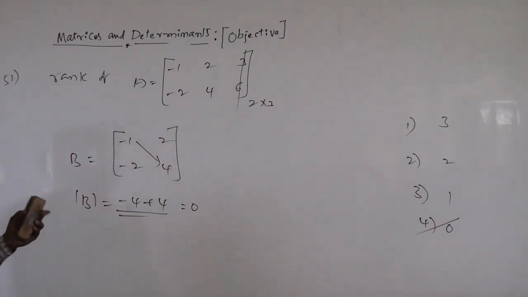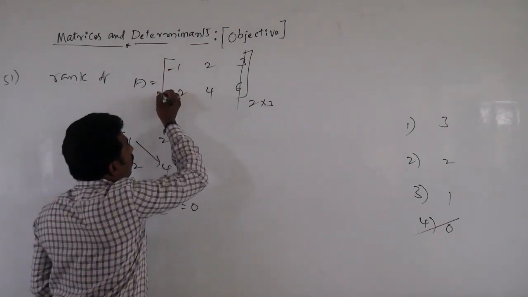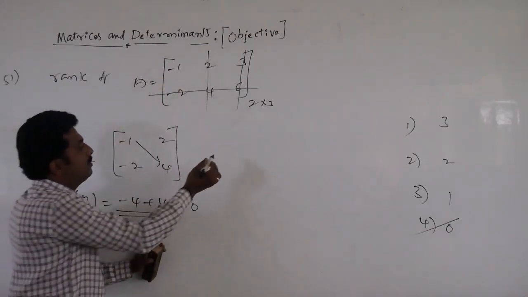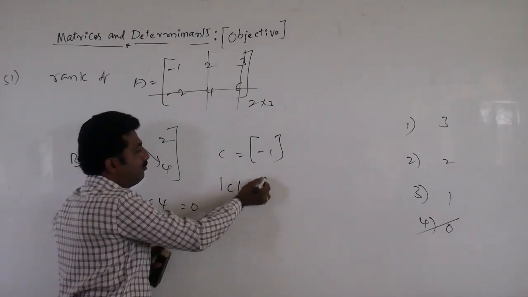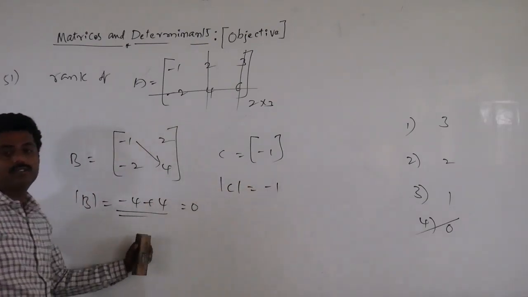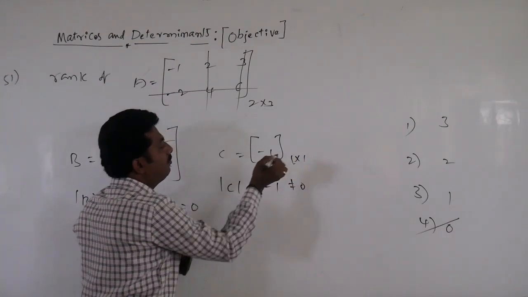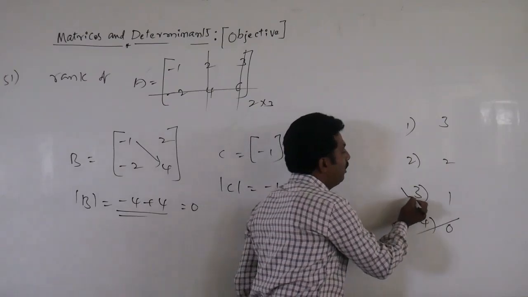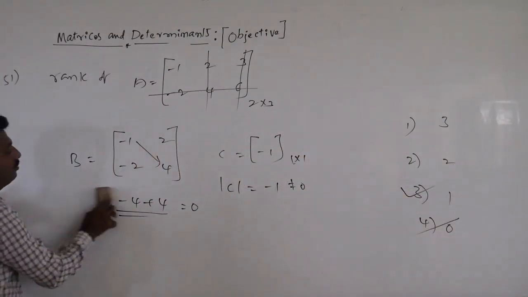Means 1. Why we have to take rank? Again 2 rows, 2 columns means we delete 1 row and 1 column. What will we get? That is C, I will take. That is the matrix minus 1. What is the determinant of C? Nothing but minus 1. So minus 1 is not equal to 0. What is the order of the matrix? Means 1 by 1. So what is the rank of this matrix? Clearly 1 we have to take. So like that we have to answer.